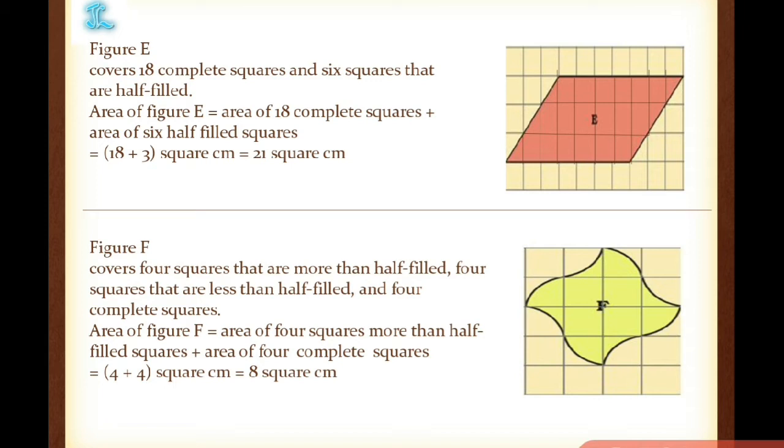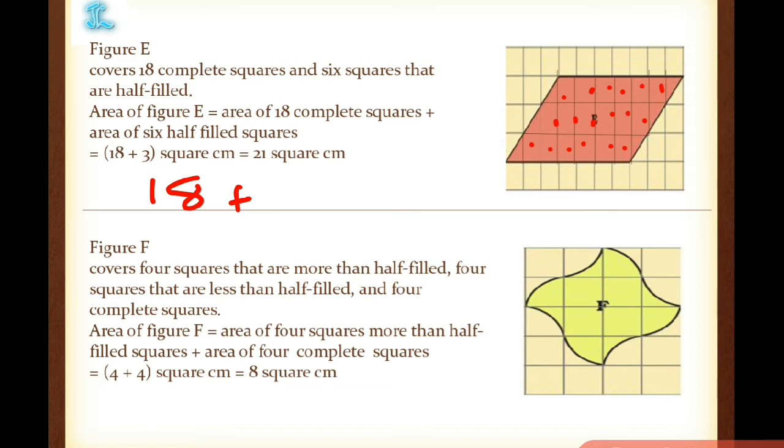Similarly, in this way you will calculate the complete squares. How many complete squares are there? 1, 2, 3, 4, 5, 6, 7, 8, 9, 10, 11, 12, 13, 14, 15, 16, 17, 18. So how many did we get? 18. So 18 into 1, 18. Plus what is left out? Always remember, put a dot like this so that you can understand what is left out for you.